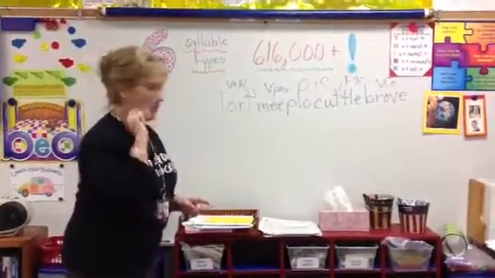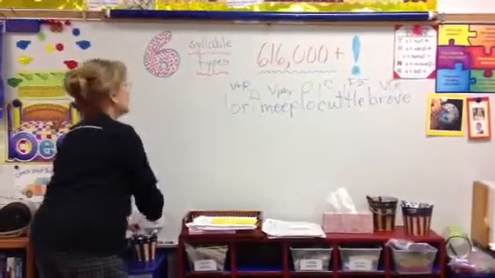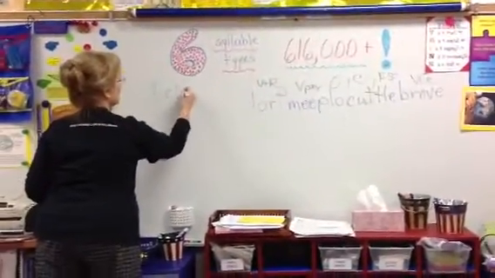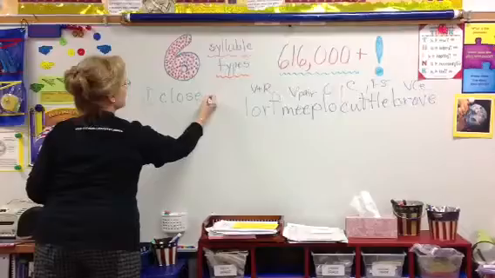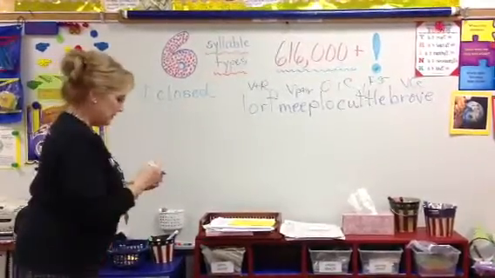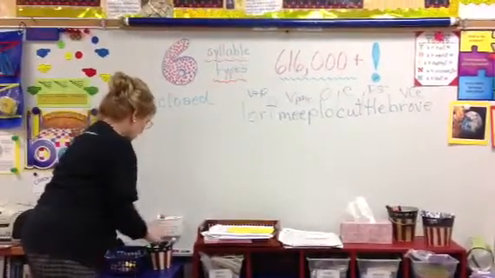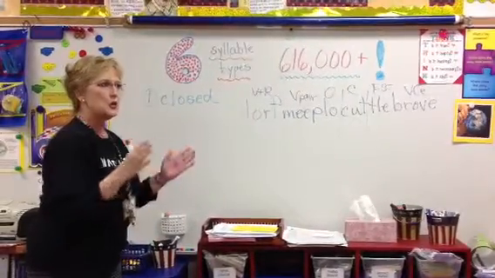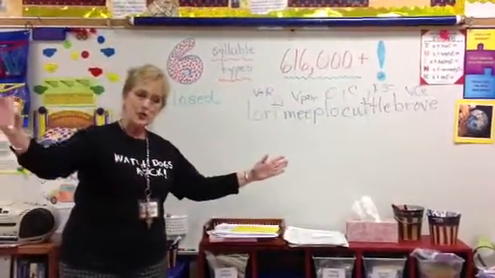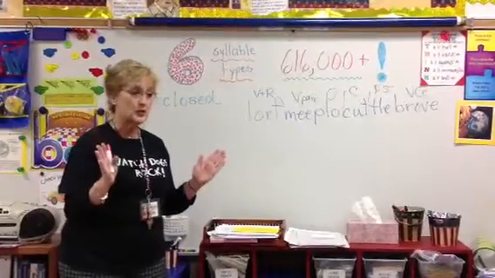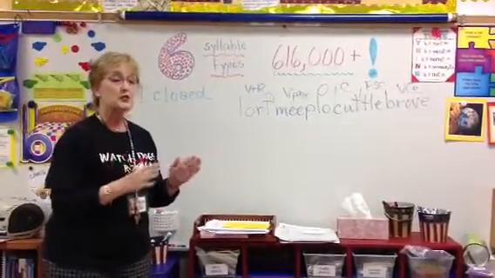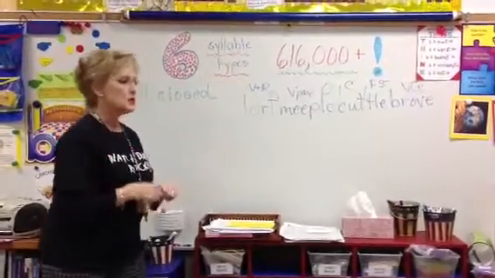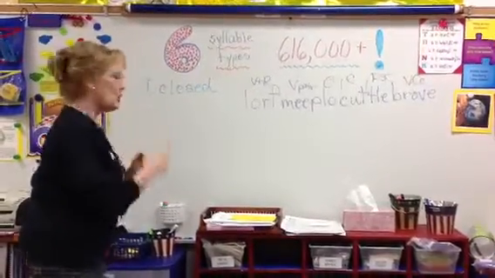But the one I want to talk about today is the closed syllable. This is one of the most common syllables in the English language. The reason it's called closed is because it ends in a consonant. When you say a word like me, it goes on forever. A closed syllable stops. If you say meat, then it stops. It's closed. So that's what we're talking about today, a closed syllable.